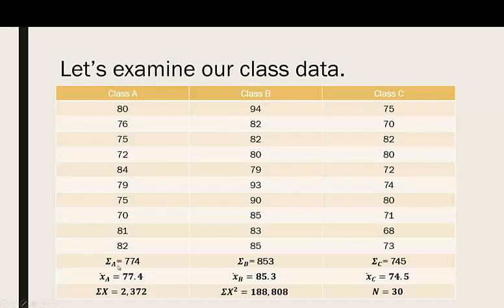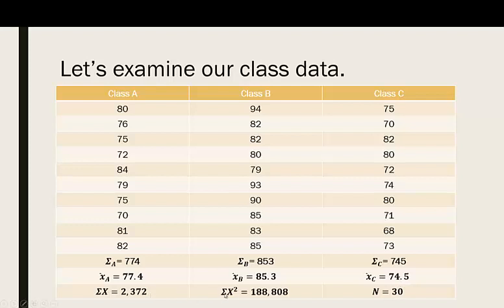We have a sum. We want to sum our scores. We always want to get sums. We have the average. That bar should be going across there, but it's not, but that's fine. You can see the average of A is 77.4. The average of B is 85.3, and the average of C is 74.5. We have an N of 30.